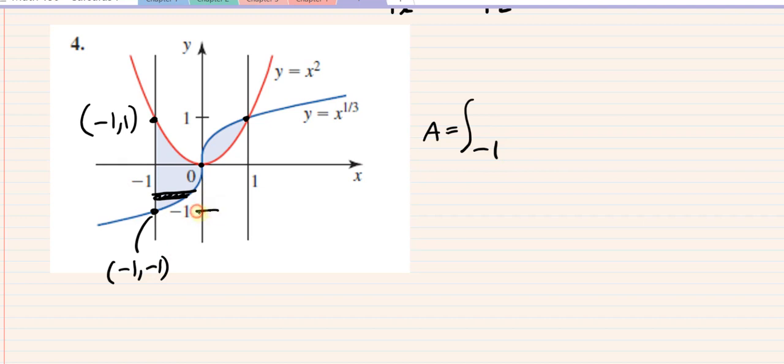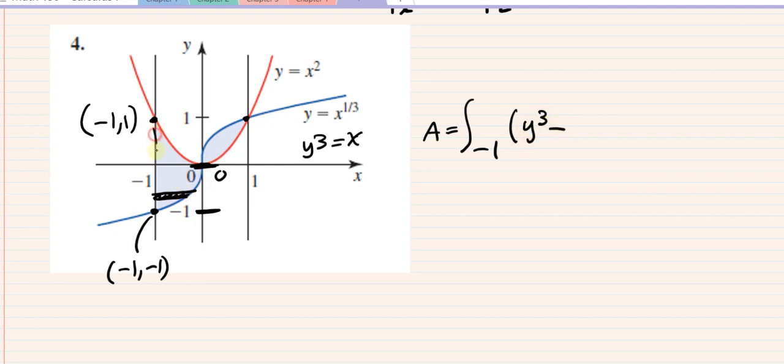Okay, we're looking at from -1 to 0 here. The blue function is x to the 1/3. Now, if I cube both sides, I get y cubed equals x. Remember, for horizontal rectangles, we need to have a function of y, not x. So the function to the right is y cubed minus the function on the left now, right?